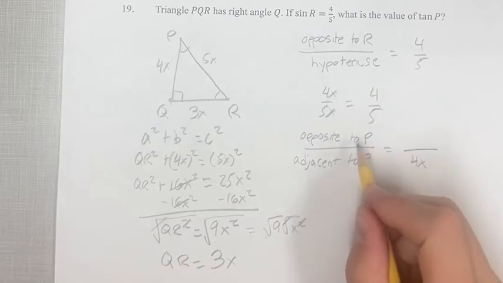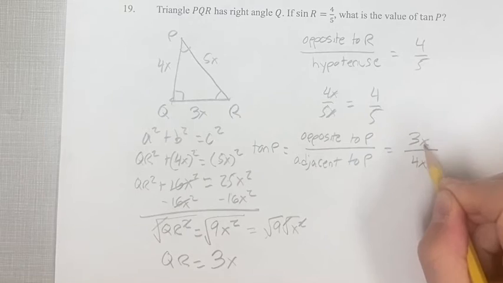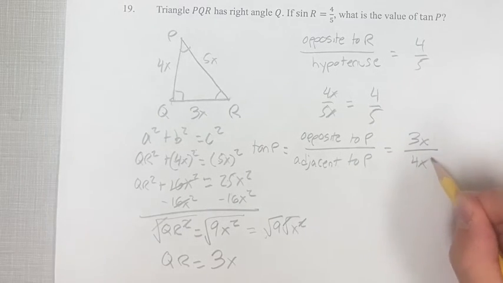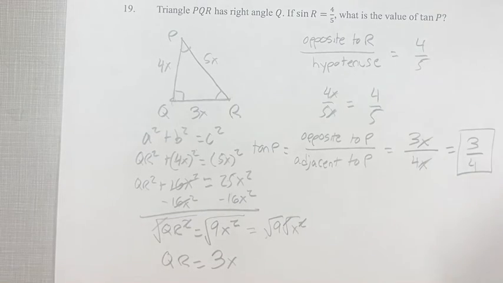So the opposite side to P is 3x. So the tangent of P is 3x over 4x. And again, like I said, it doesn't matter what x is because it just cancels out. We're left with 3/4, which is going to be your final answer.